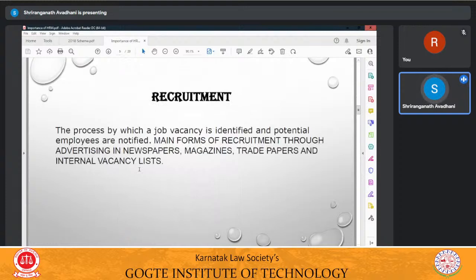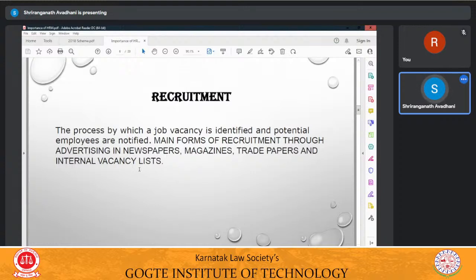This is recruitment. It is the process by which job vacancies are identified and potential employees suitable for our industries are identified, along with where they are available. For example, your engineering college itself. Why are industry people coming to our college, conducting the interview process and selecting students? They have to identify the source from where they can find prospective employees who have the potential. Engineering colleges, definitely. That's why they come here and recruit.